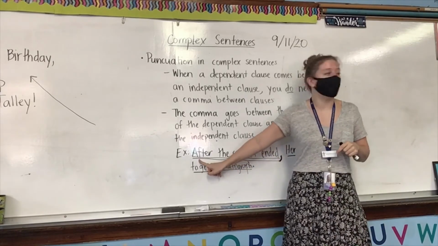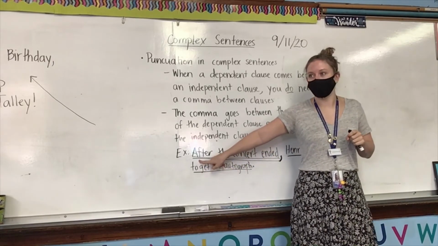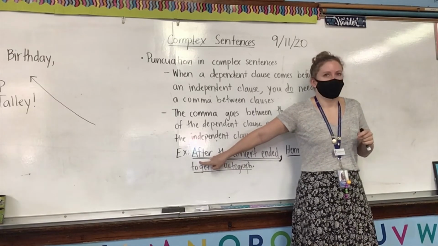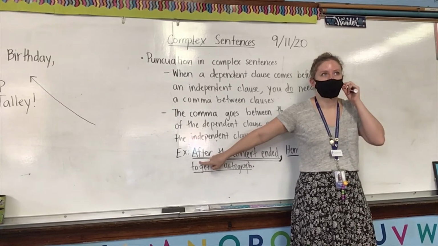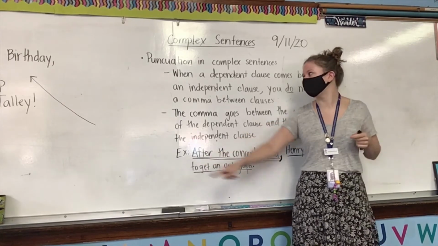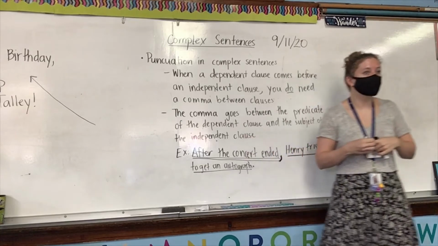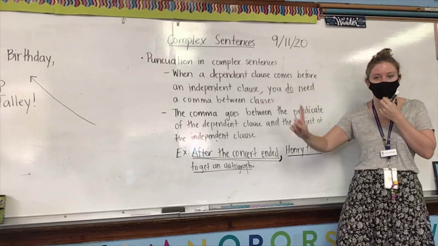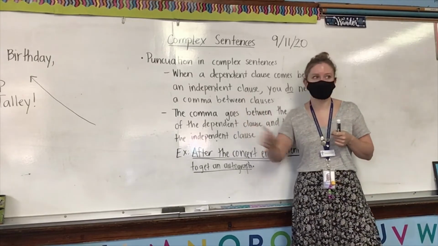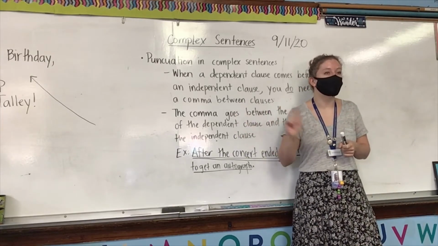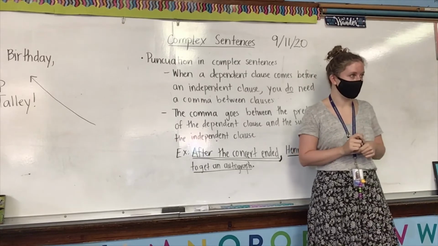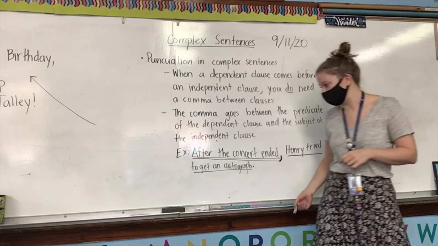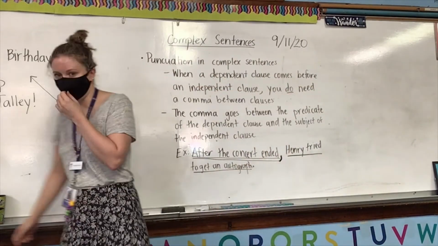If you see a word other than and, but, or, like after, because, since, where, when, if, whatever, that is a complex sentence. If the dependent clause comes first, that means the first word of your sentence is a connecting word. You will need a comma after that first clause. If the independent clause comes first, you do not need a comma. Okay, is everybody with me so far?